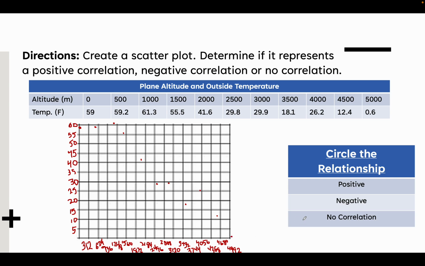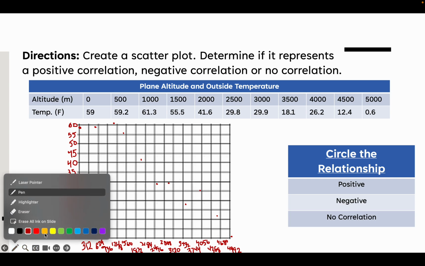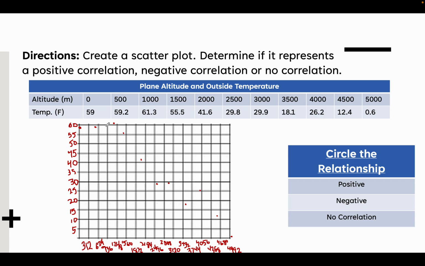Alrighty. What do you think? Here's the last step. Circle the relationship. Is there a positive correlation, a negative correlation, or no correlation? Can I draw a trend line through the points? I tend to think I can. I think I can draw a trend line that goes about in the middle of all of that data. It does look like the temperature decreases the higher the plane gets. So I would call that a negative correlation.